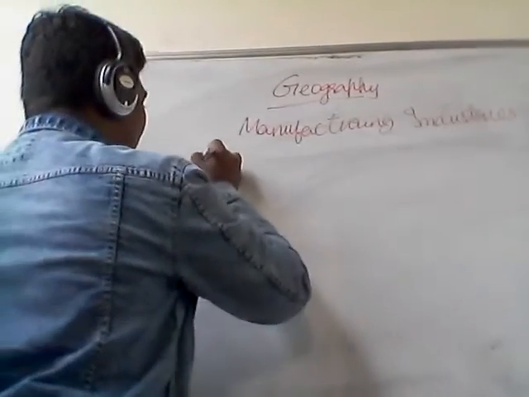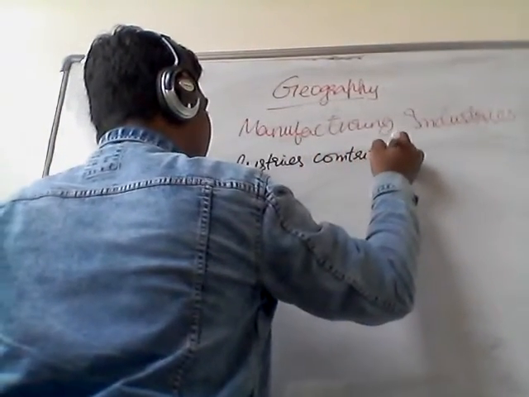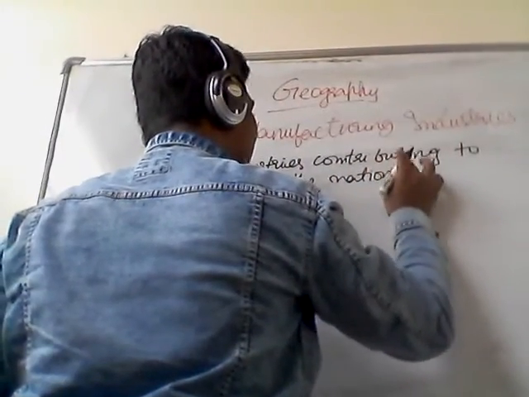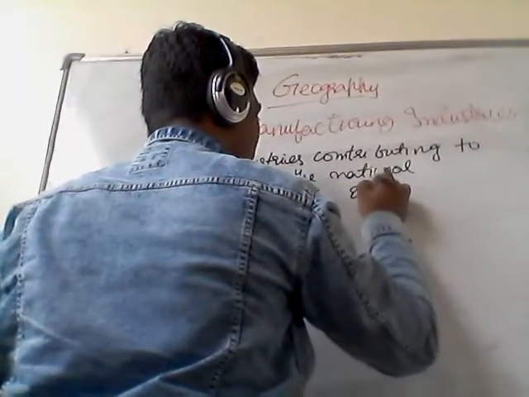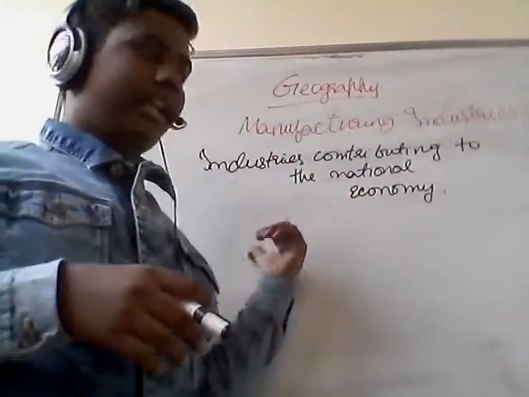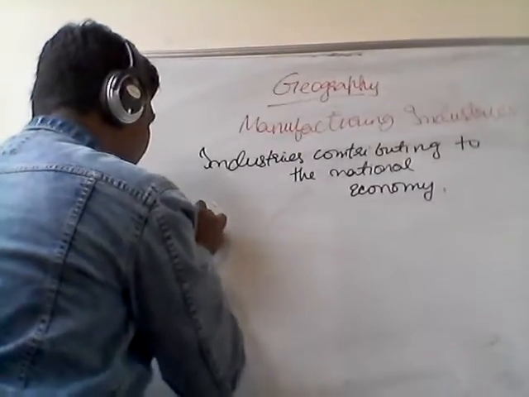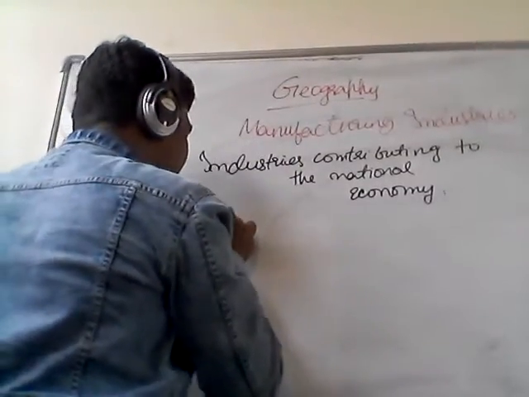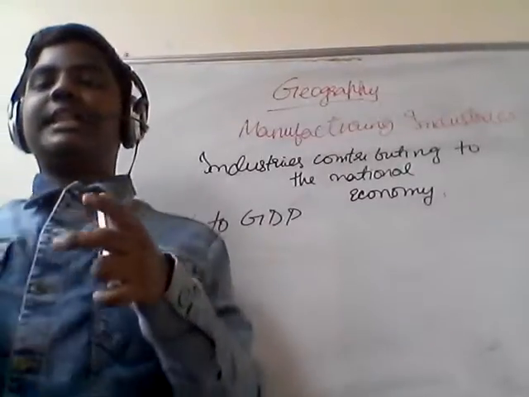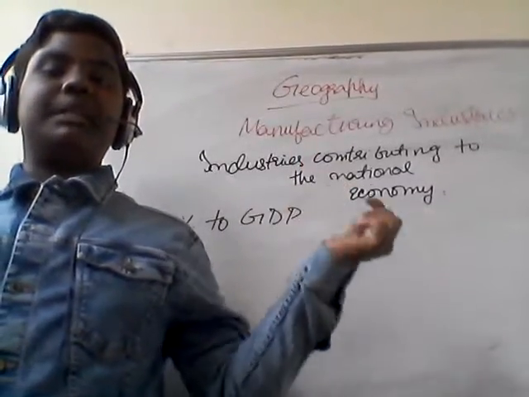Let us now see how manufacturing industries are contributing to the national economy. What do you mean by national economy? National economy means how it is financially supporting or helping India. Manufacturing industries share 17% to GDP, that is, the total industry contribution of 17% to GDP comes from manufacturing industries.